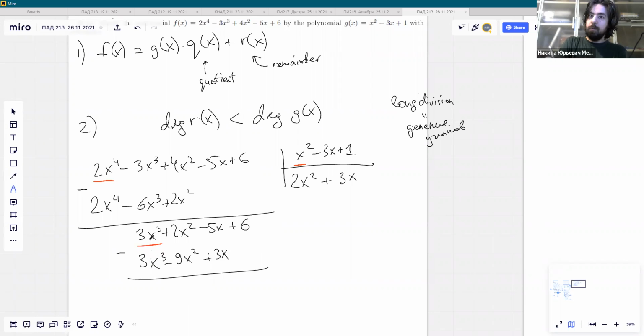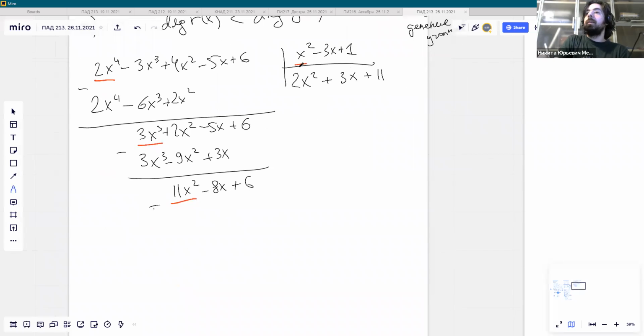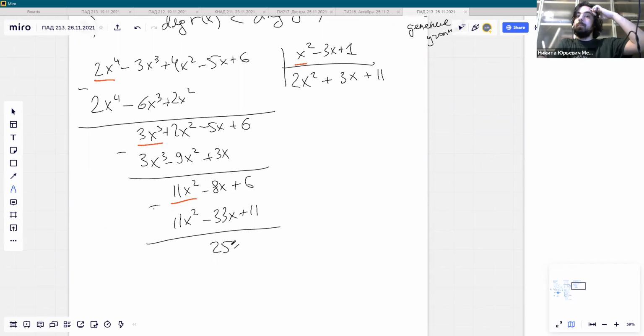And I subtract. The main term cancels, that was the goal. And the next term becomes 11x squared. The next one is minus 8x, minus 5, and minus 3 more, and plus 6. So my final step, I once again consider the highest term, divide one by another, I get 11. So I multiply 11 by this entire expression, I get 11x squared minus 33x plus 11, and subtract. Minus 8 but plus 33 is 25. 6 minus 11 is minus 5.